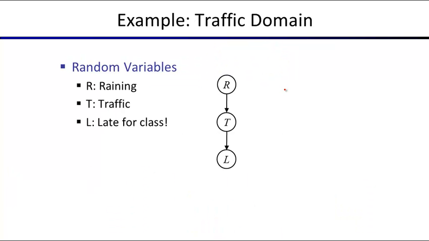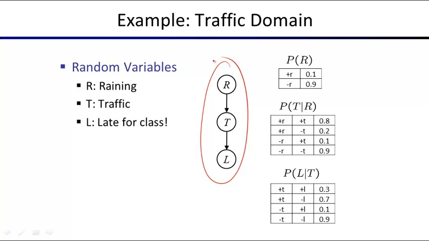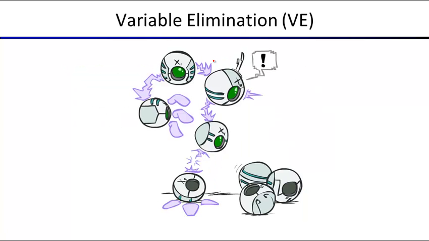Okay, now that we're happy to work with factors, let's start using them. Here is a BaseNet that will be our running example for variable elimination. Rain could cause traffic, could cause being late for class. So here's the full BaseNet with conditional probability tables. How do we run variable elimination on this BaseNet?